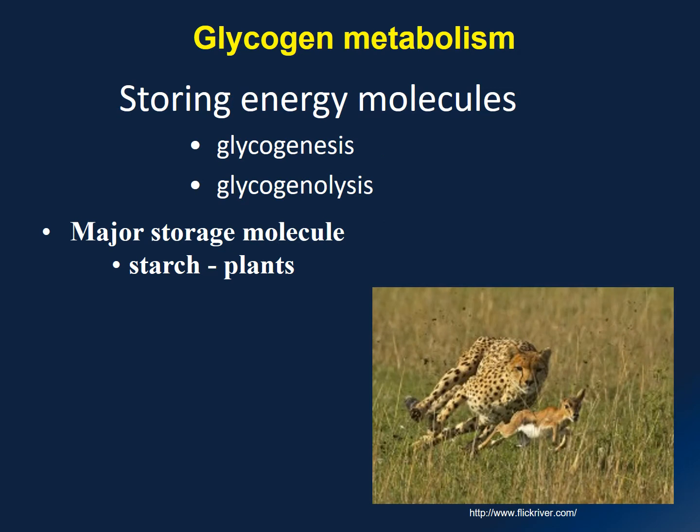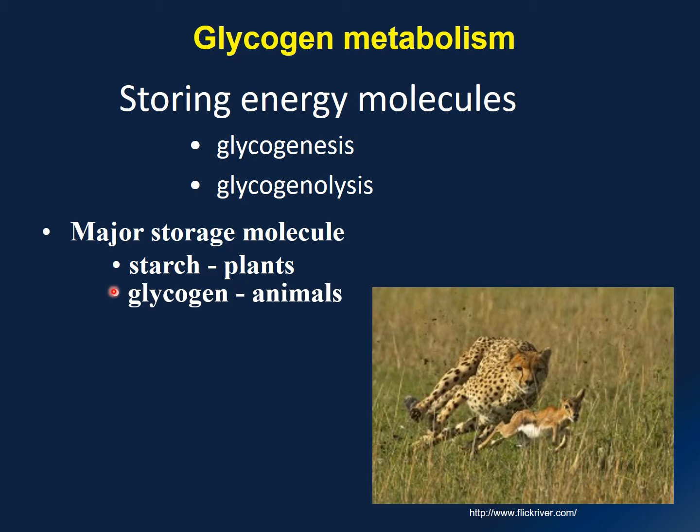But how about animals? Because animals need to move around either to hunt or to be hunted, they need storage molecules that are more compact and efficient, such as the glycogen. So why is glycogen a better choice over starch? Well, we have actually discussed this in my carbohydrate lecture.